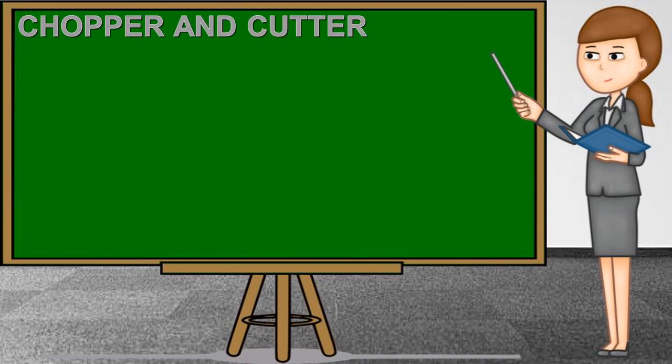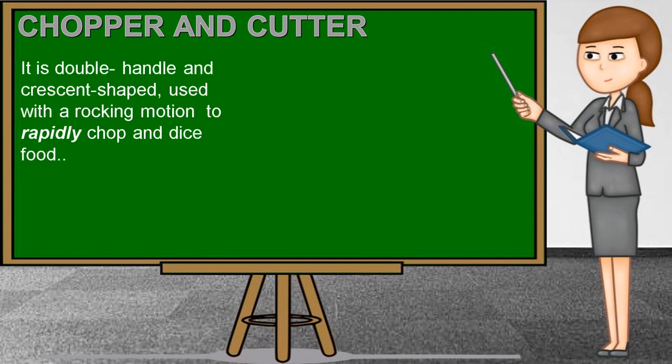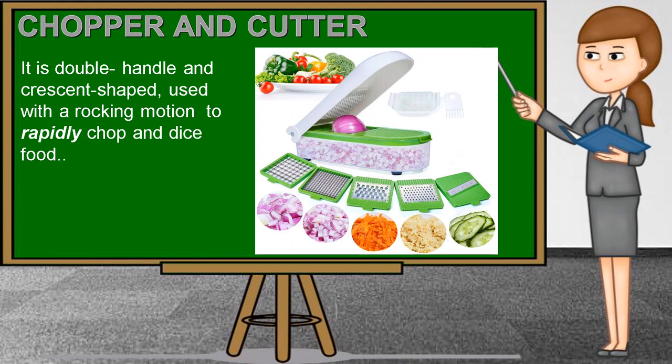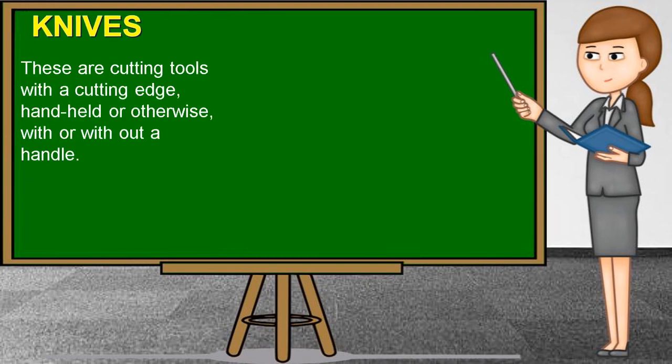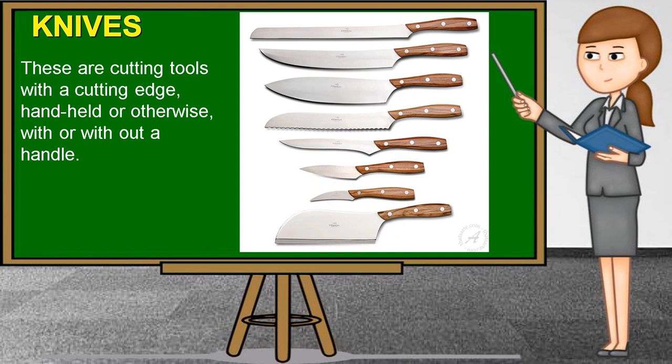Chopper and cutter is another tool and equipment needed in the preparation of salad. It is double handled and crescent shaped. Used with a rocking motion to rapidly chop and dice food. Knives. These are cutting tools with a cutting edge, handheld or otherwise, with or without a handle.